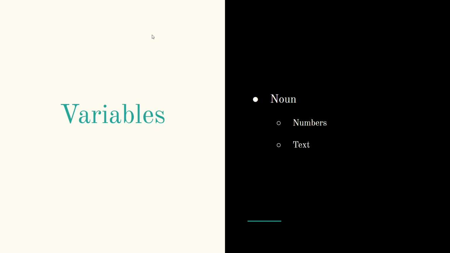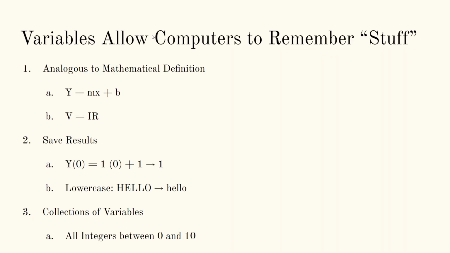And a variable is a noun. It's a number. It's a text. It's a letter. It's the word hello. It's H. It's 4. Things like that. And variables are really cool because they allow the computer to remember stuff. You may have heard the word memory when it comes to computers. Variables use up memory. Variables in programming are analogous to mathematical variables. So y equals mx plus b, v equals ir. m, x, b, i, and r are all variables.